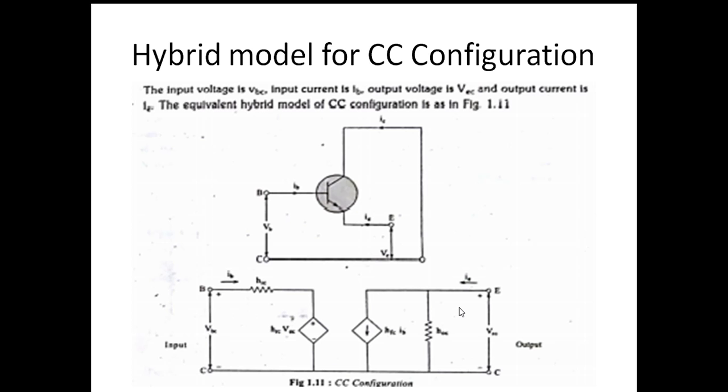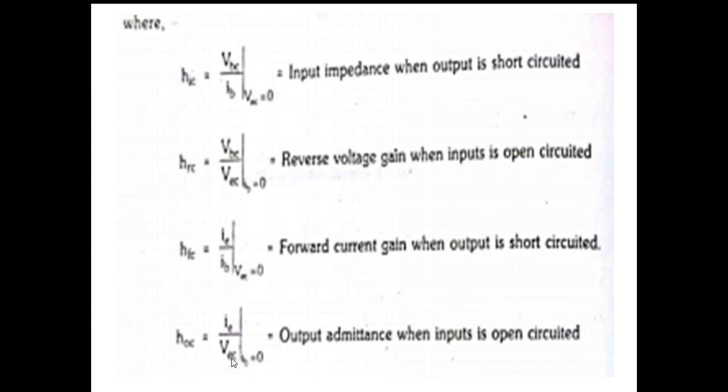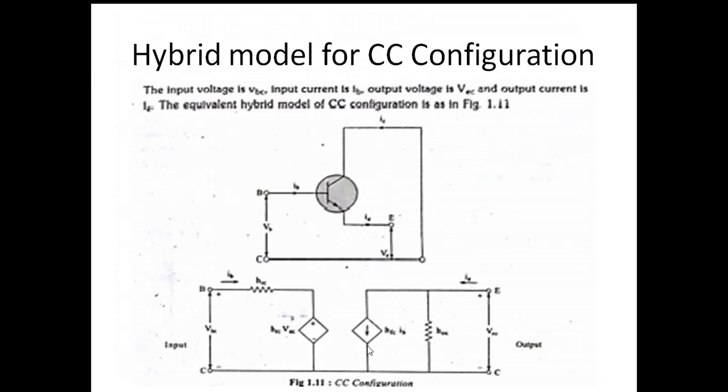In the input voltage equation, the input voltage is between base and collector, and the output voltage is measured across emitter and collector. Here the output terminal is emitter and the collector is common. So first we have to place which one is the collector terminal, which one is base, and which one is emitter. This is the collector, this is the emitter terminal, this is the base terminal.